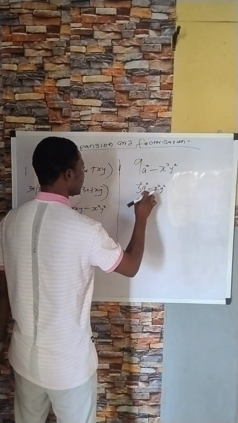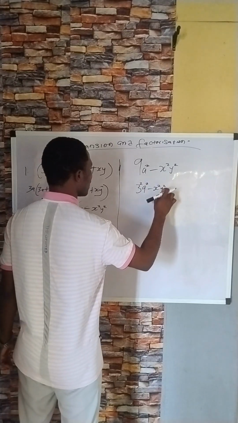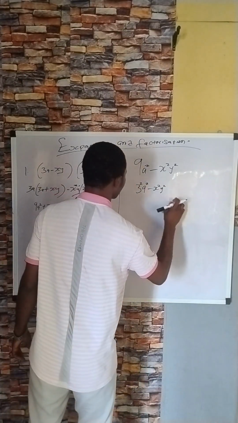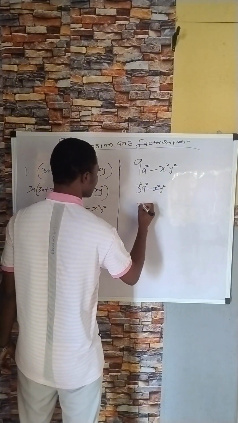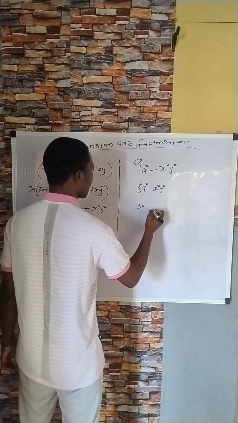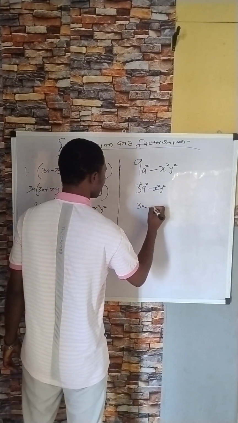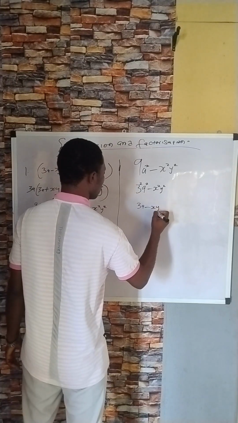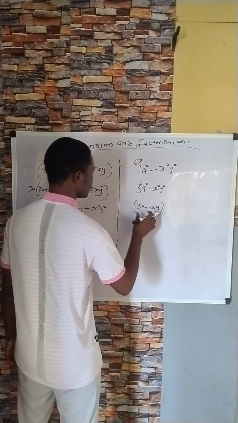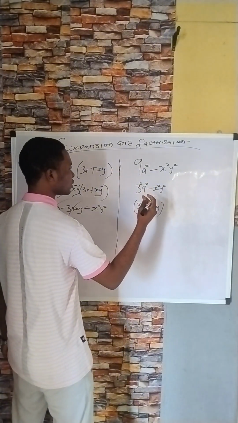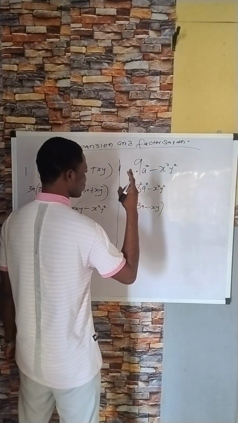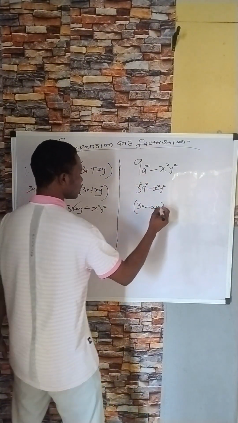3 square, a square, x square, y square. So all of the things here are factors of this. So let's bring it out. 3a minus x, y. So this is the number one factor. All the factors are double. That is what it means. All the factors are double. So let's double it.